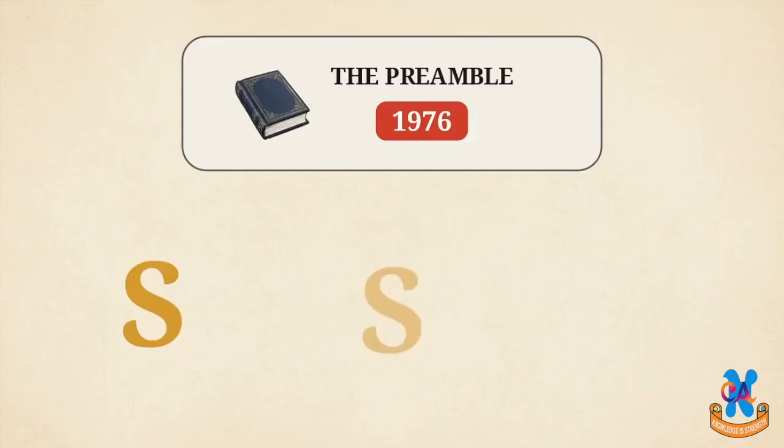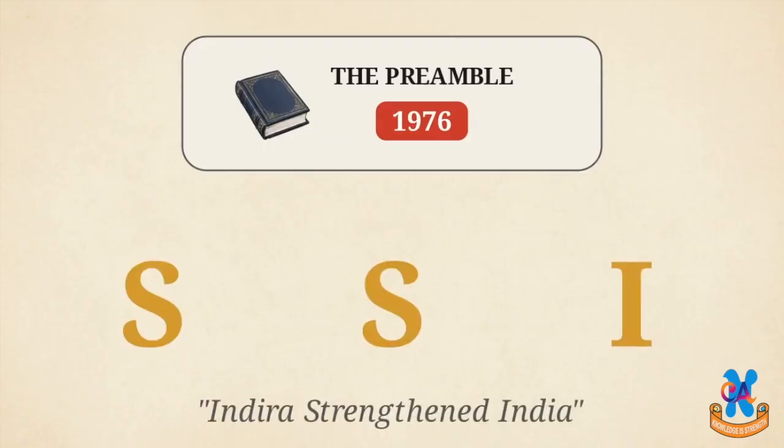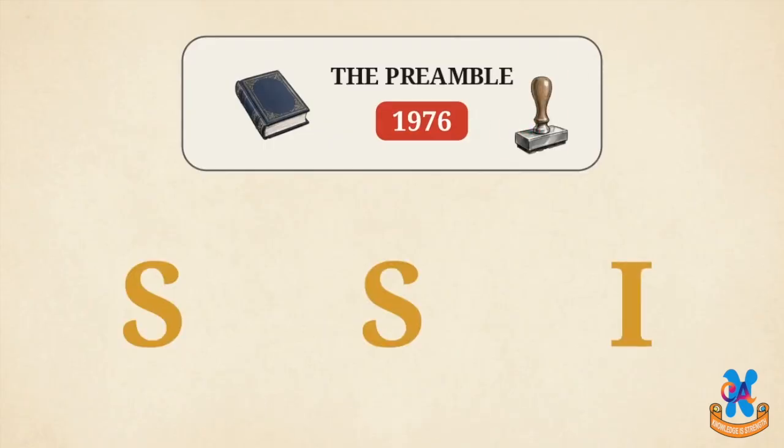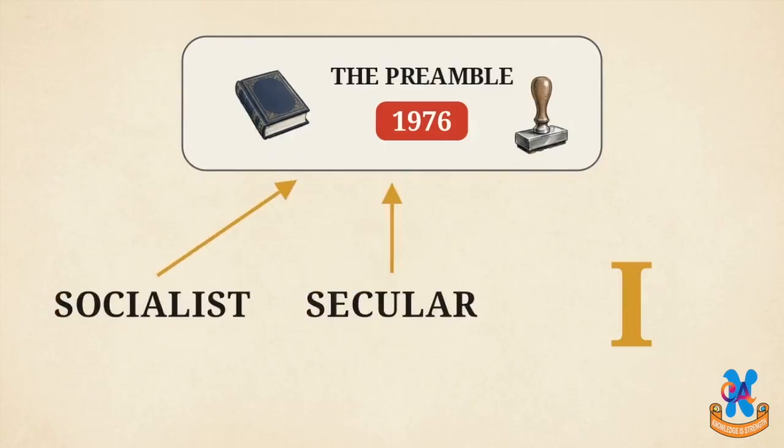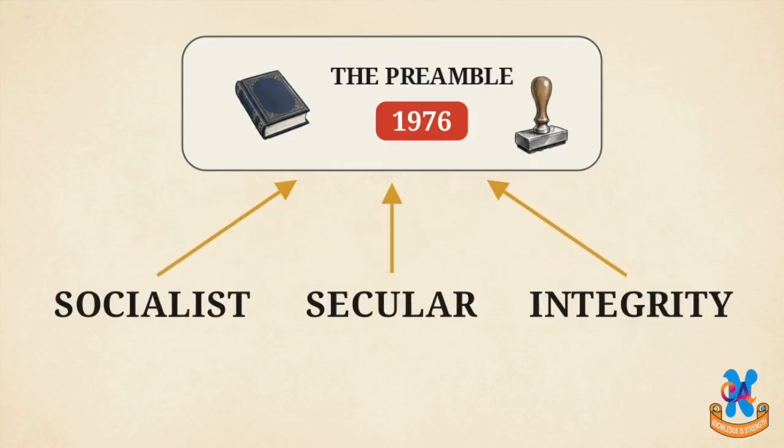This is Indira Gandhi. During the 1976 emergency, her government enacted the 42nd Amendment. This remains the only time the preamble has been modified. To remember the 3 words added in 1976, think SSI, or Indira Strengthened India. The amendment inserted the words socialist, secular, and integrity.